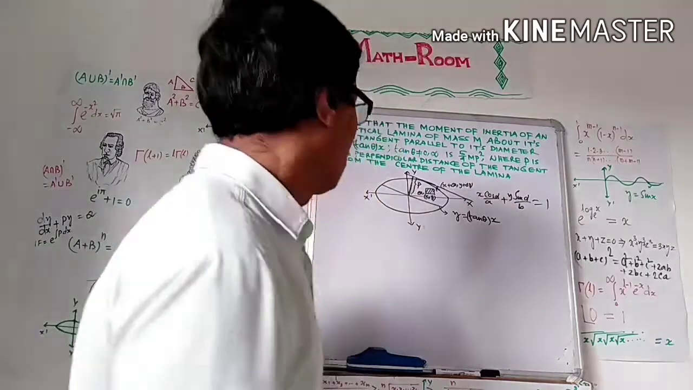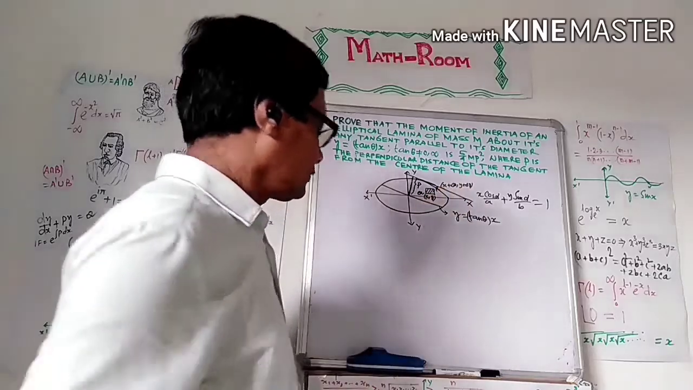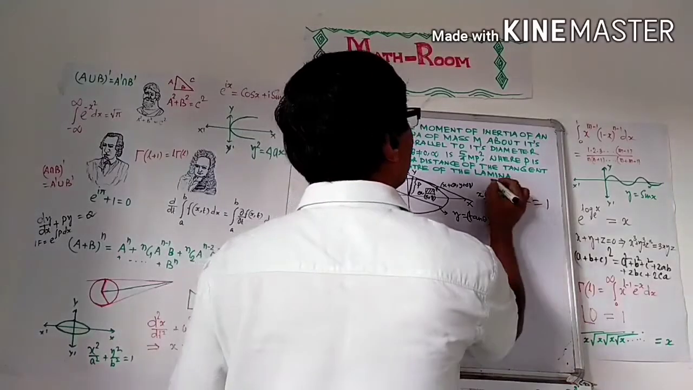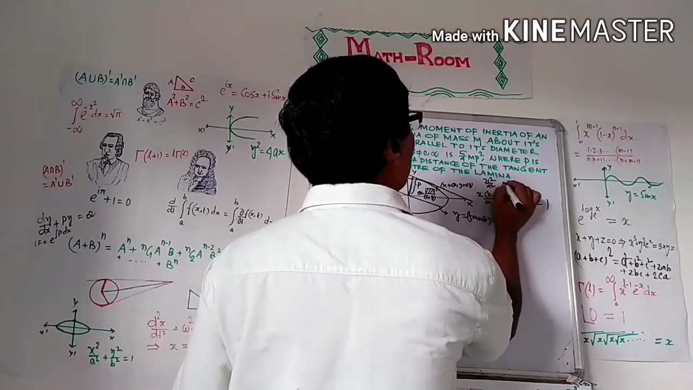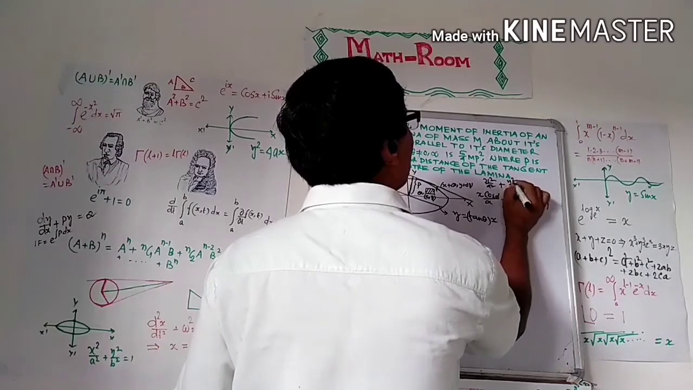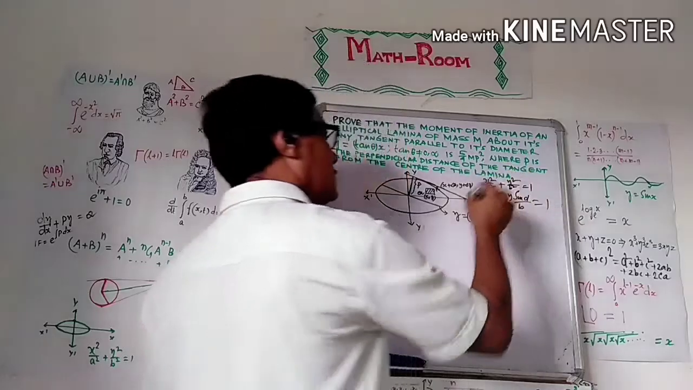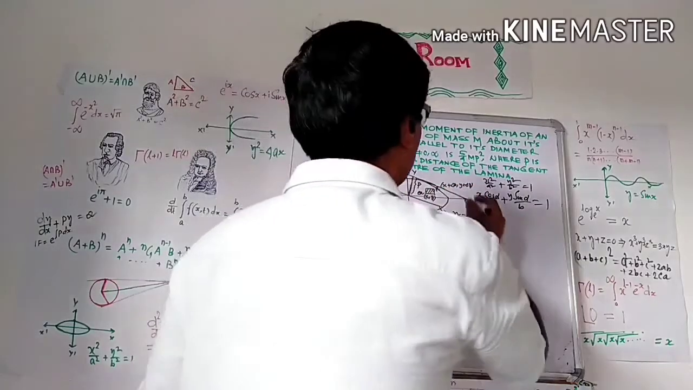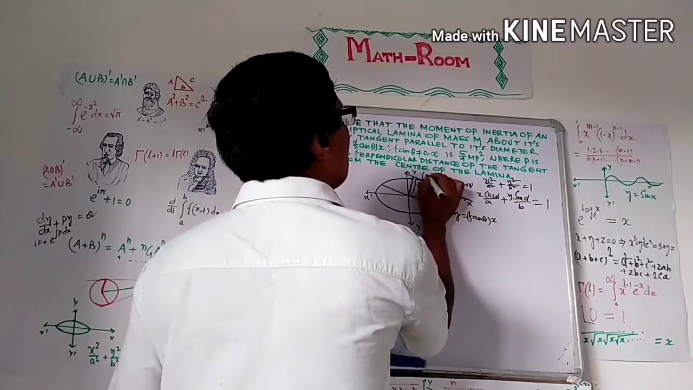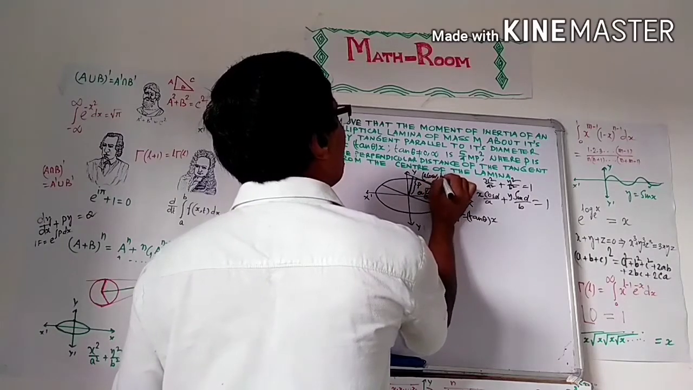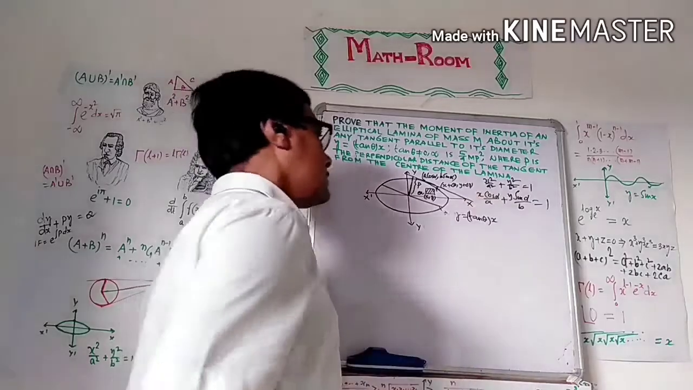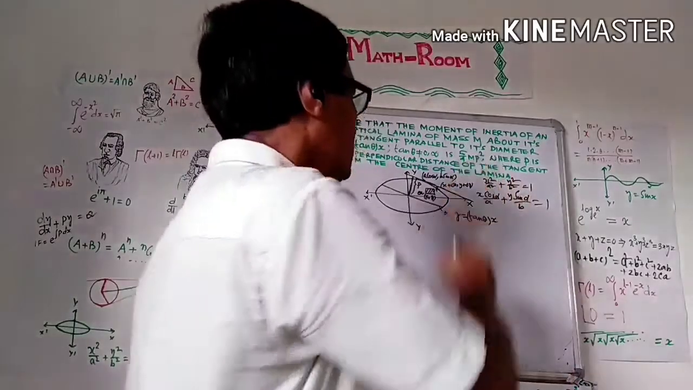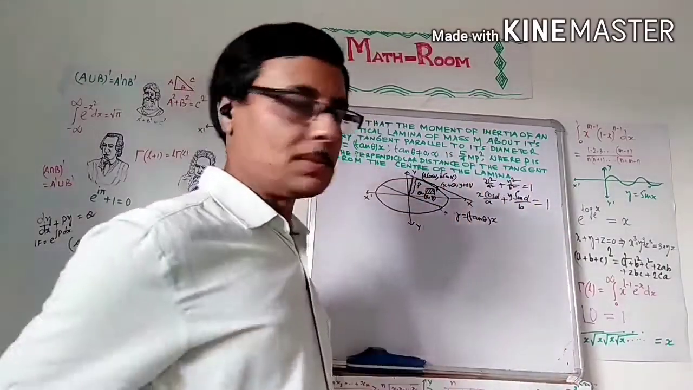Now let's start. Here at first we consider the equation of the ellipse as x square over a square plus y square over b square equal to 1. This is the equation of the ellipse, and the tangent at any point a cos alpha, b sin alpha has the equation x cos alpha over a plus y sin alpha over b equal to 1. This is the equation of tangent. This is the equation of ellipse.